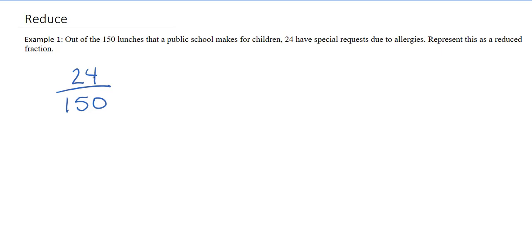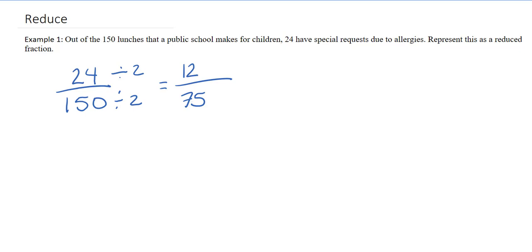So rather than finding the prime factorization, maybe we can just see that both these numbers are even. So we can just go ahead and divide the top and the bottom by 2. So 24 divided by 2, cut it in half essentially, we have 12. 150 divided by 2 is 75. So now we have 12 and 75.